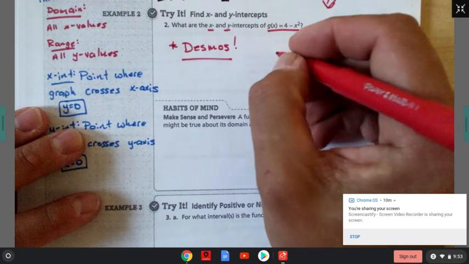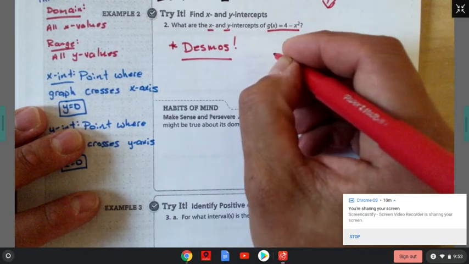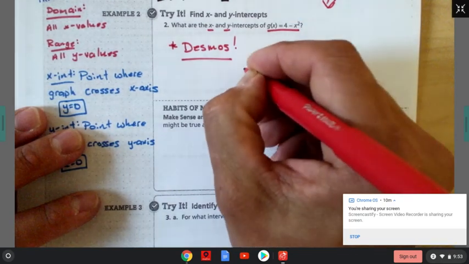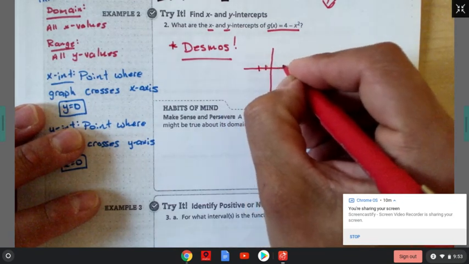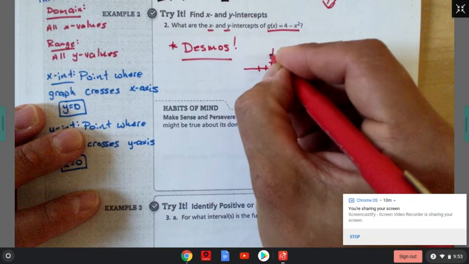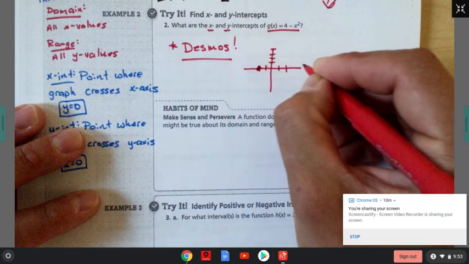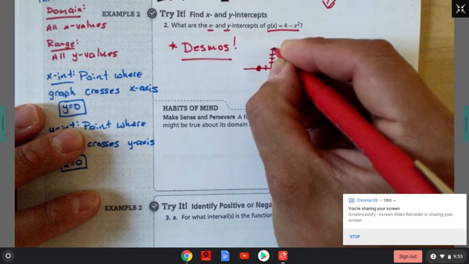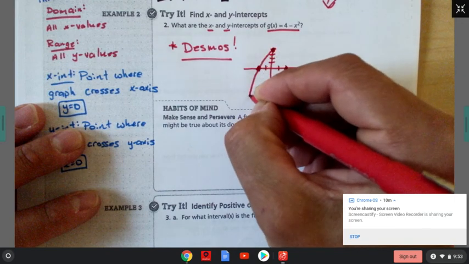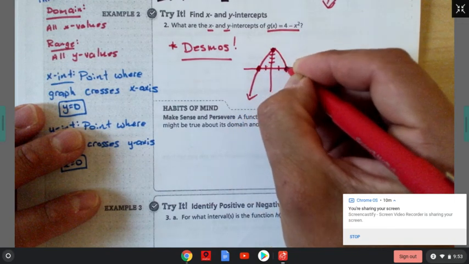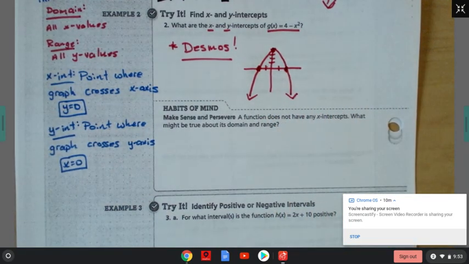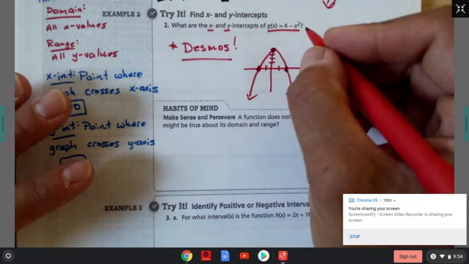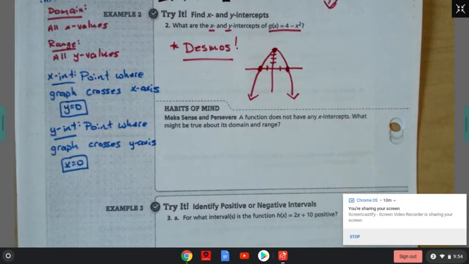So if you go to Desmos and you type in that equation, 4 minus x squared, your graph is going to look something like this. So -2, +2, and 4. And it is going to be in the shape of what we call a parabola. So there is the graph for that equation. So all we need to do is pick out what are the x-intercepts and what are the y-intercepts.